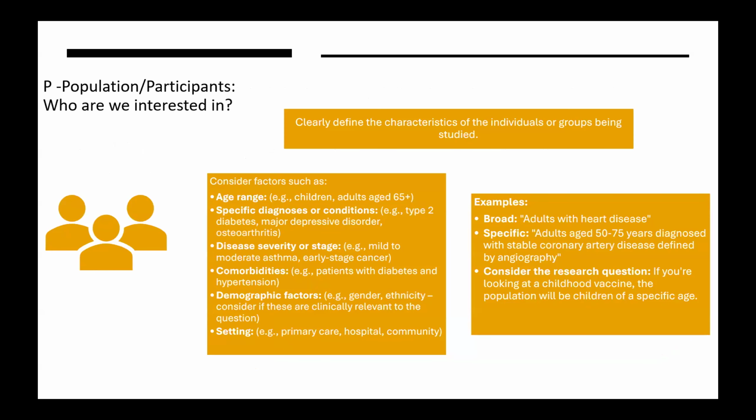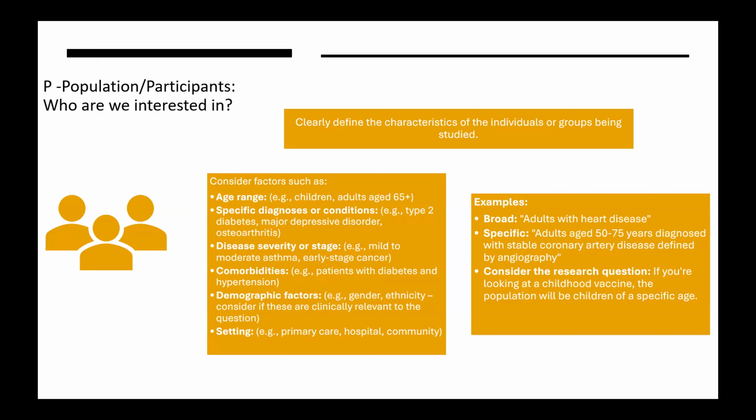Now, when we talk about population, I need us to pay attention at this point. Now, when we talk about population or participant, the question that should always be in your mind is, who are we interested in? When you are doing a systematic review, that should always be the question that you ask yourself. Who are we interested in? That has to do with the population or the participant you are looking at. So the first requirement is that you have to clearly define the characteristics of the individual or group that you are studying. So now let's look at a specific example. For example, we have age range.